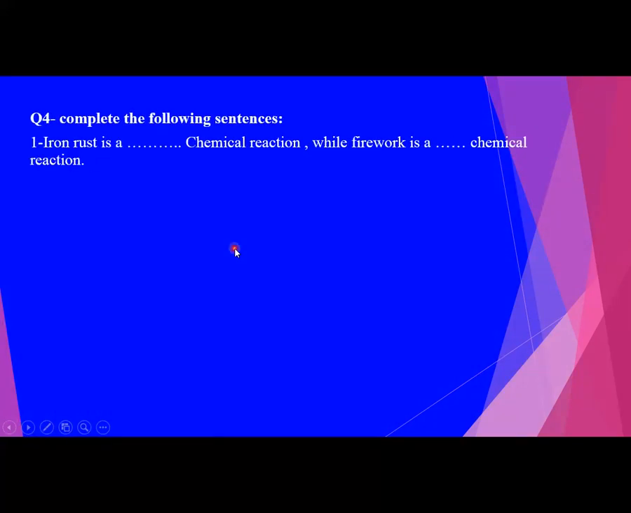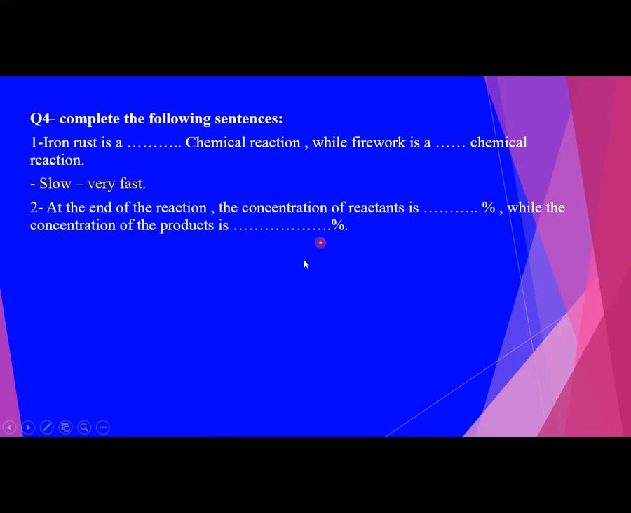Complete the following sentence: iron rust is a dot chemical reaction while fireworks is a dot chemical reaction. Iron rust is a slow reaction and fireworks is a very fast reaction. At the end of the reaction, the concentration of reactants means the reaction has happened, so reactants will have almost no existence, otherwise the reaction wouldn't end. So the reactants will be 0%, and the products will be complete, 100%.